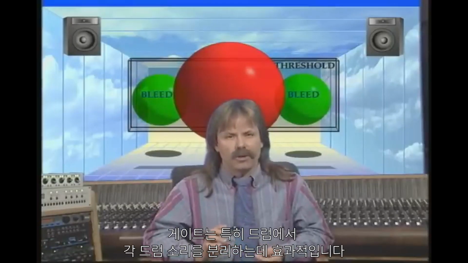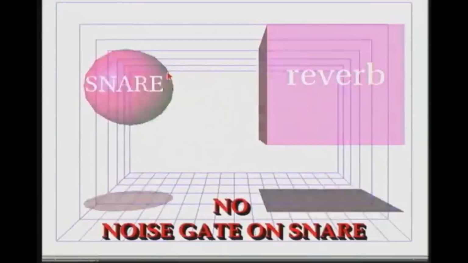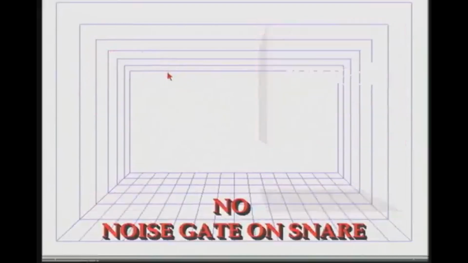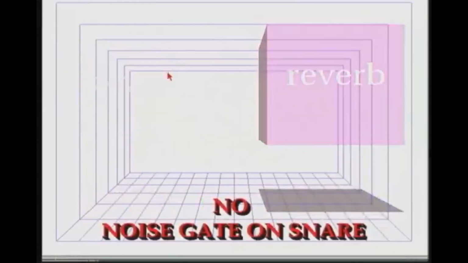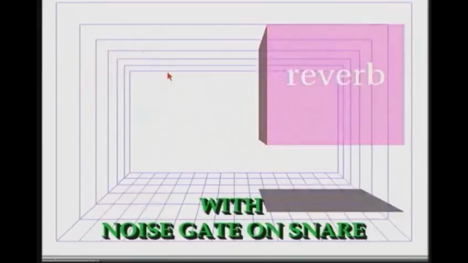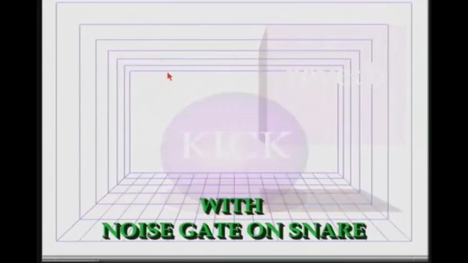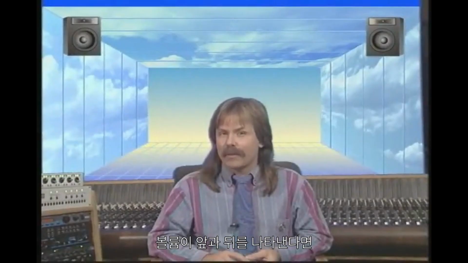Another common use of a noise gate is to get rid of bleed from other instruments in the room. Gates can be especially effective on drums to isolate each drum. And it's especially important on a snare when you've got a lot of reverb on the snare. Check it out. When volume is shown as front to back and the volume falls below the threshold, the sound will disappear.